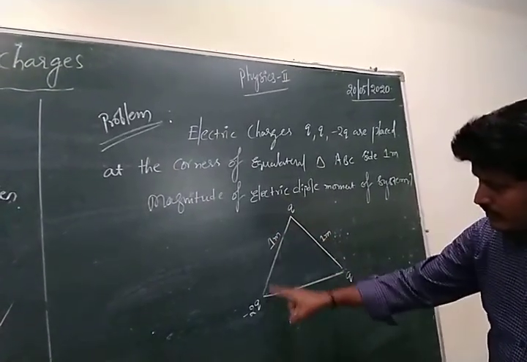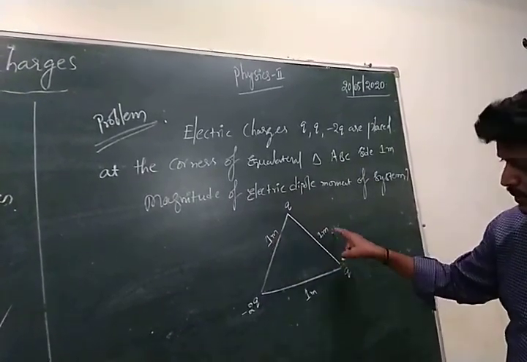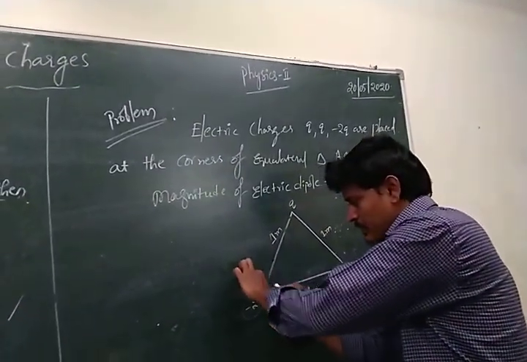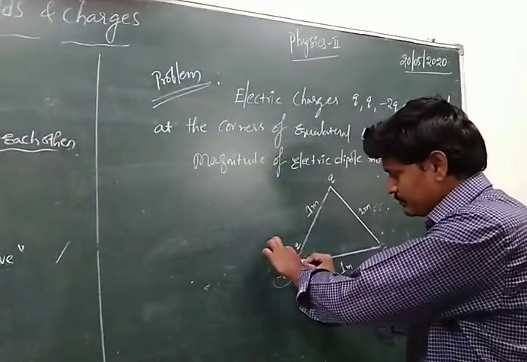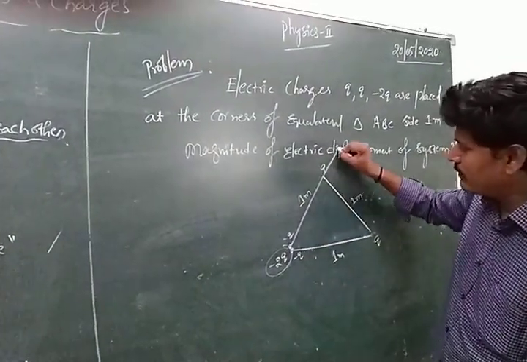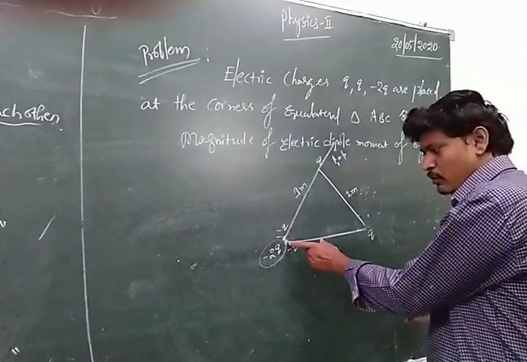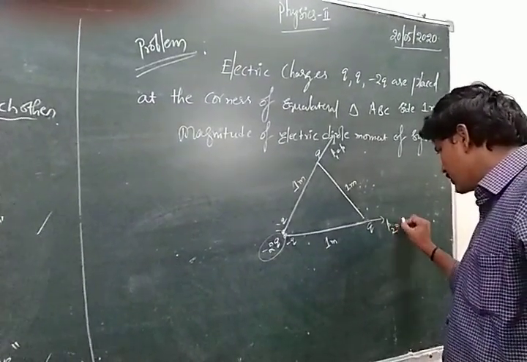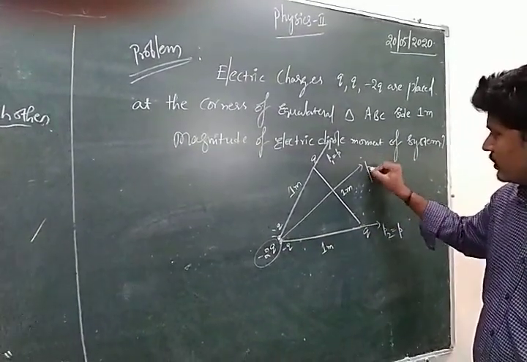So for example, Q and minus 2Q are kept at these 3 corners, 1 meter each side distance. So this is minus 2Q. It is broken up into 2 components, that is minus Q, minus Q. This is one dipole and this is another dipole. The dipole moment of this first dipole is P1, that is equal to P, and the dipole moment of this second one is P2, that is also P. So the resultant electrical dipole moment is equal to P.